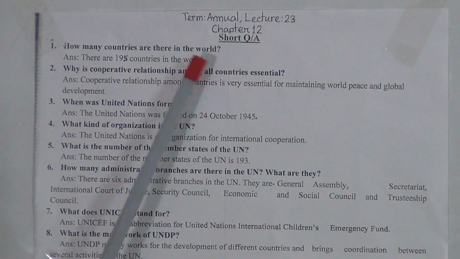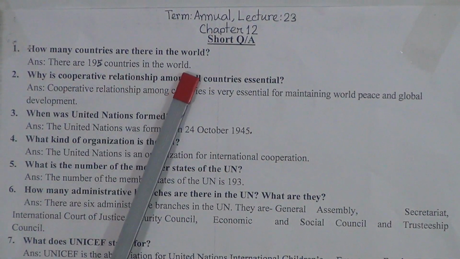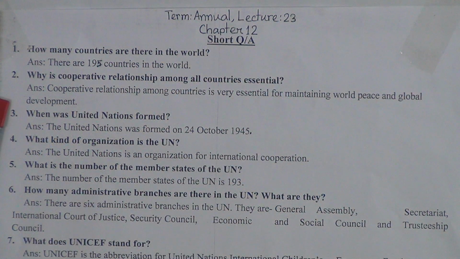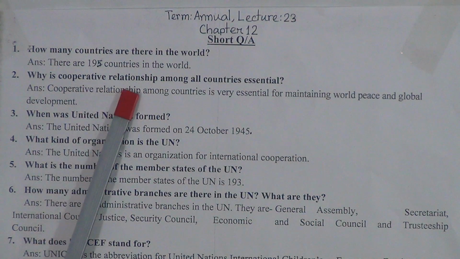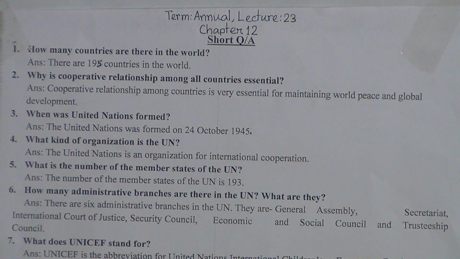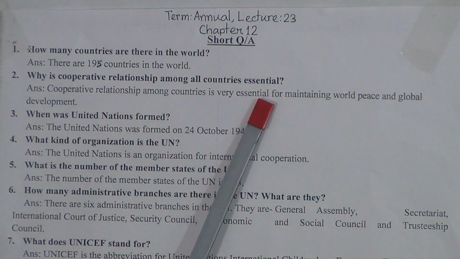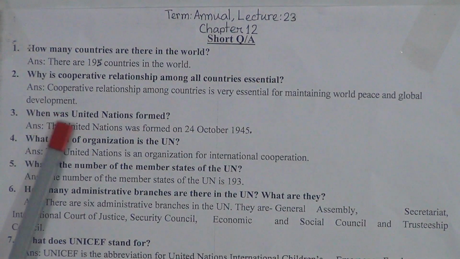Number 1, how many countries are there in the world? And we all know that there are 195 countries. So the answer is there are 195 countries in the world. Now number 2, why is cooperative relationship among all countries essential? Because if the world wants to maintain peace among the members, among the countries of the world, they need cooperative relationship. So our answer is cooperative relationship among countries is very essential for maintaining world peace and global development.